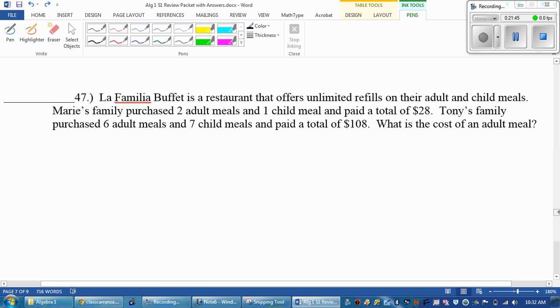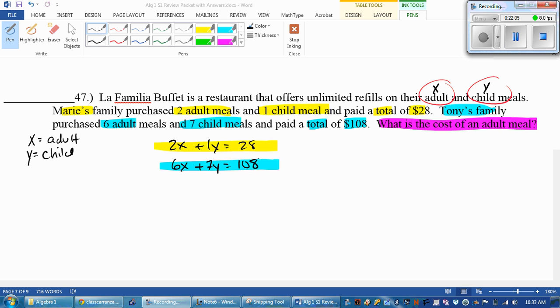All right. Once again, 47. I want to see if you can highlight everything and then set up your two equations. Okay? Go ahead and pause the video, and good luck. Okay, and there we go. Maria's family had 2 adults and 1 child, so 2x plus 1y equals 28. Tony's family was 6 adults and 7 children, so 6x plus 7y equals 108.